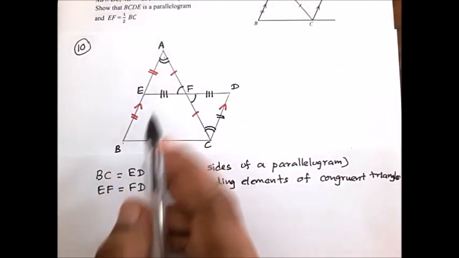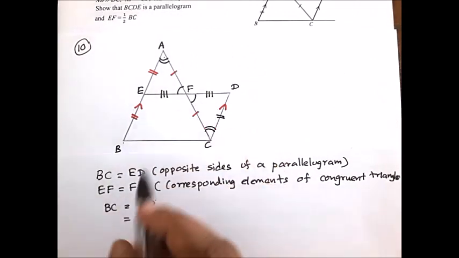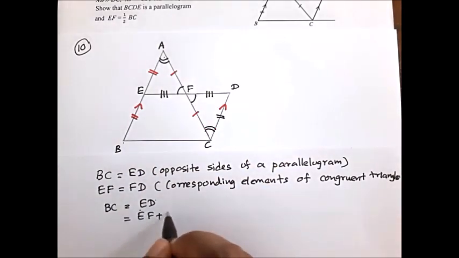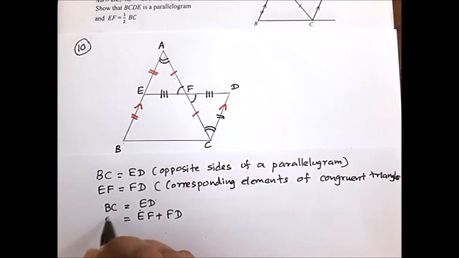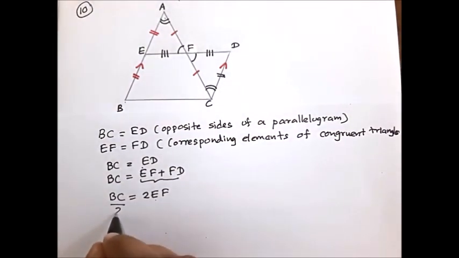Then BC equals ED. Instead of ED, you can write EF plus FD. If EF and FD are equal, you can write this as 2 times EF. Now divide both sides by 2. Half of BC is equal to EF. This is the answer for the 10th question.